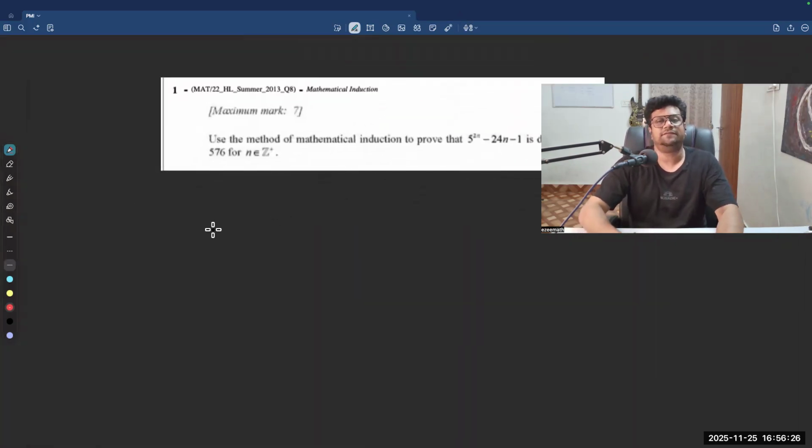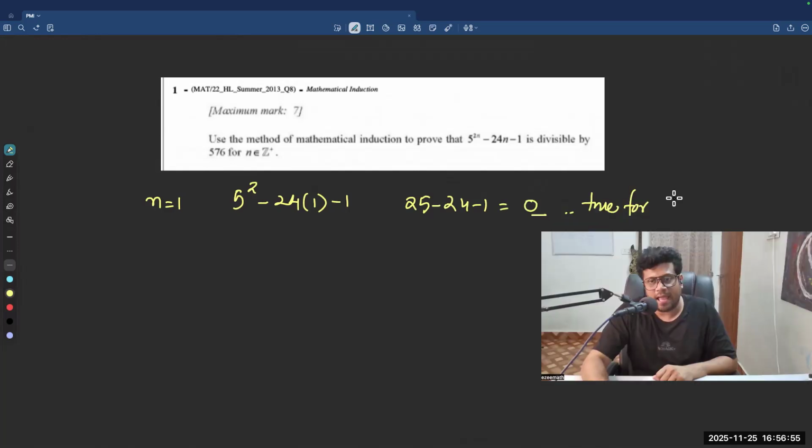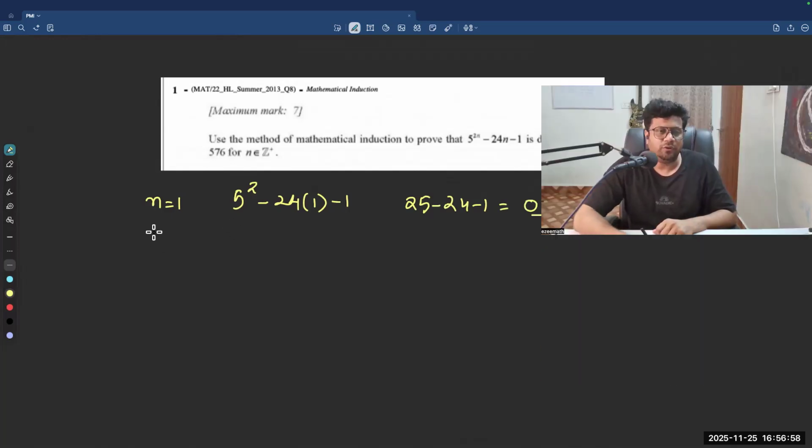So this is divisible by 576. You want to prove that this is divisible by 576. And again, base case, we're going to go n equal to 1. So that's 5 to the power of 2 minus 24 into 1 minus 1. That is your base case. Comes out to be 25 minus 24 minus 1. That's a 0. And yes, 0 is divisible by 576. So it is true for n equal to 1. Now we go do the inductive hypothesis where we are going to assume.